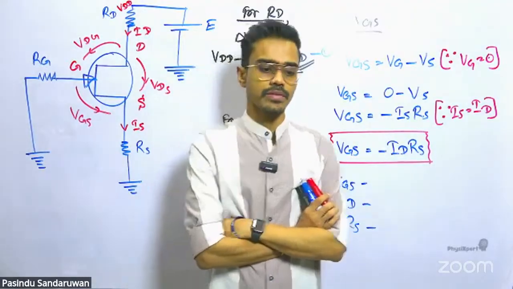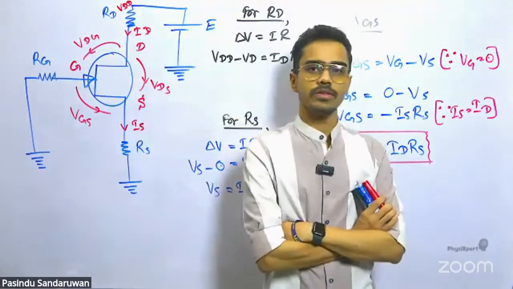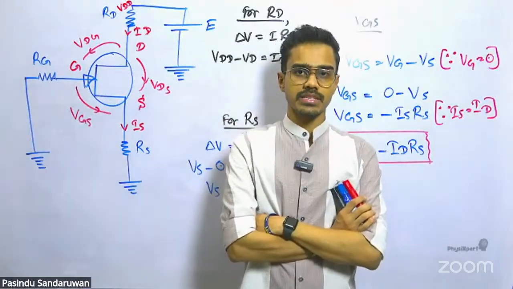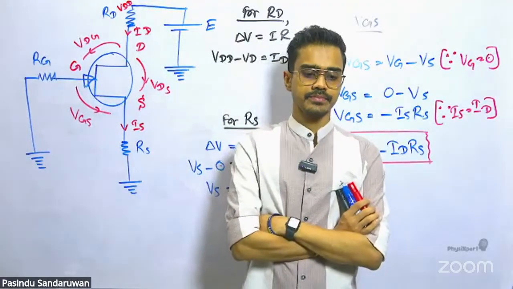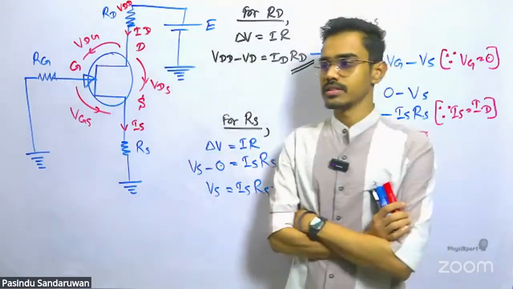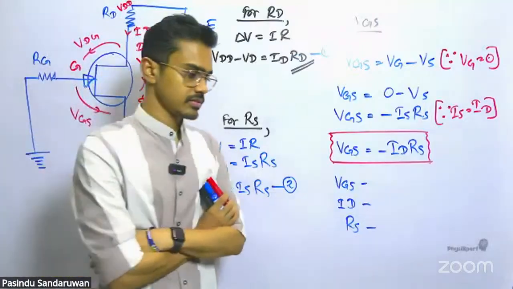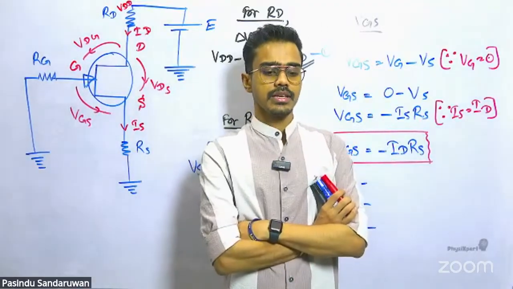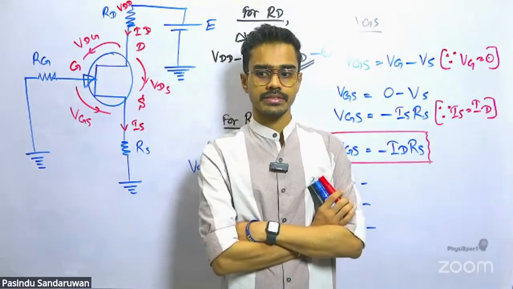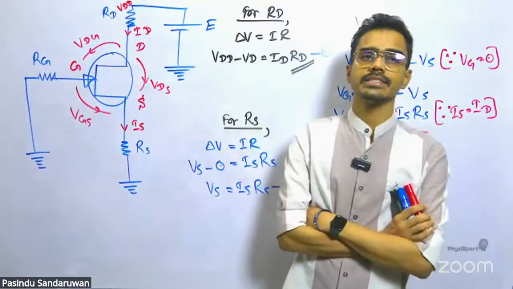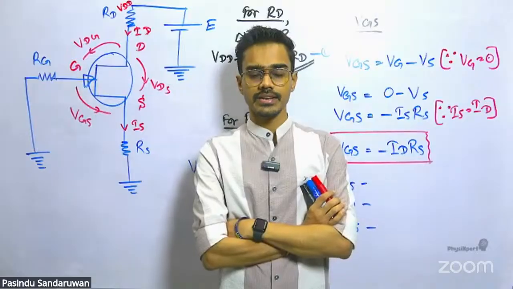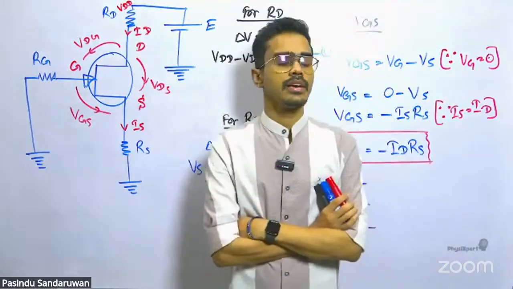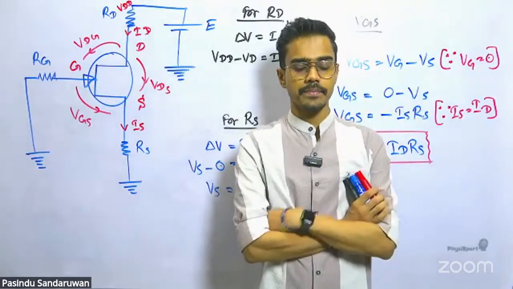Right. Then write down below with the red pen: this equation is valid for any NJFET except voltage divider circuit. Right? Except voltage divider circuit.